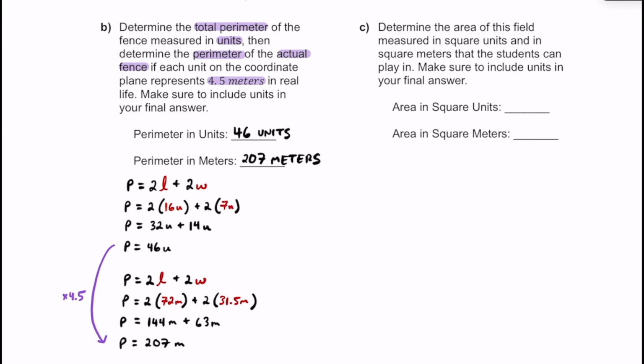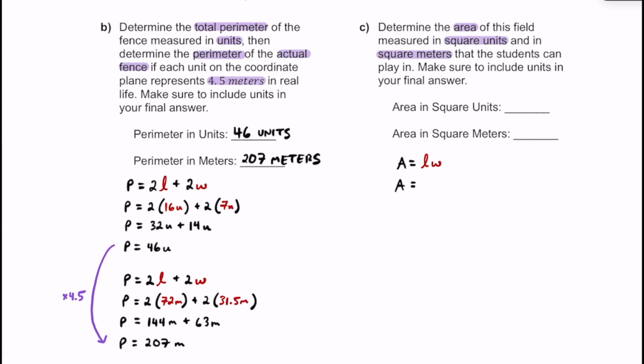For part C, we're actually not going to be doing the perimeter anymore. We're taking a look at the area, and we're being asked to figure this out in 2 different types of measurements. We have square units, and then we have square meters, right? So we're doing it based on the sketch and then based on real life, and we're going to make sure we include units as well. So what's the formula for area? Well, for area, it's just going to be length times width. So let's do length multiplied by width, and let's go ahead and do it maybe in square units first.